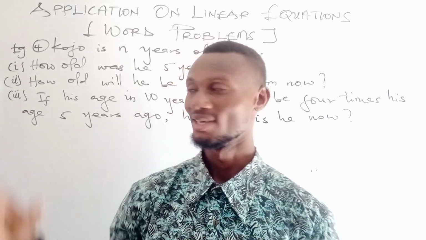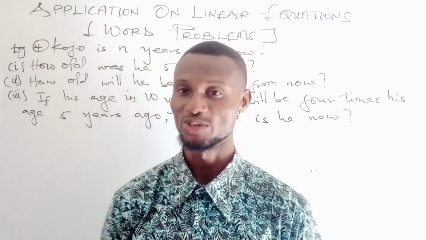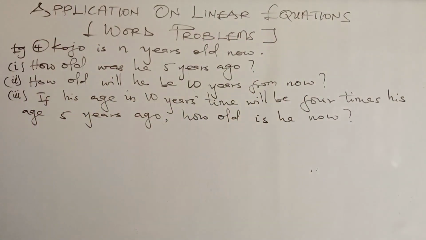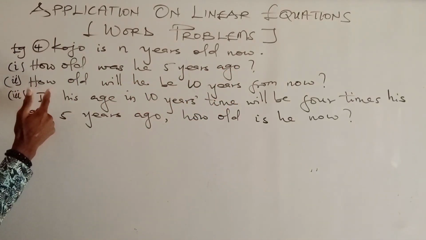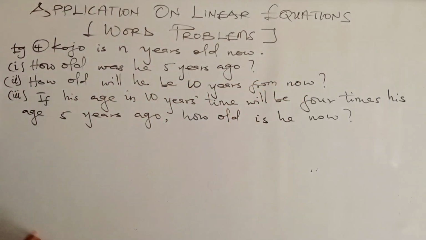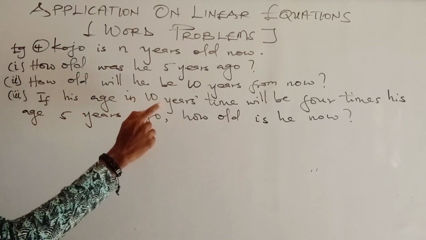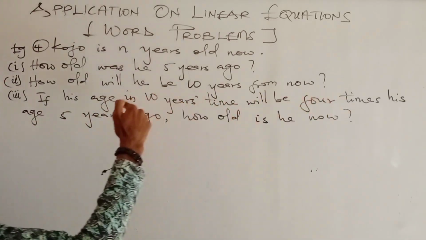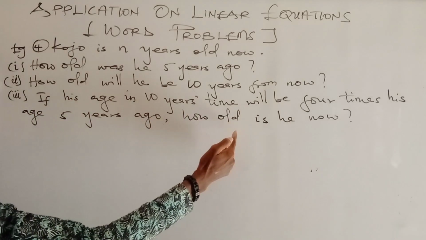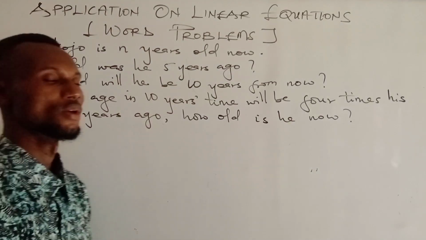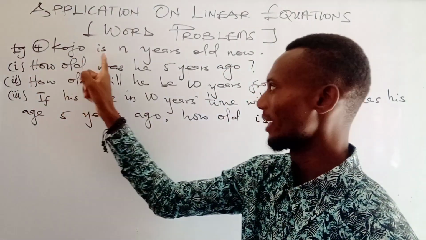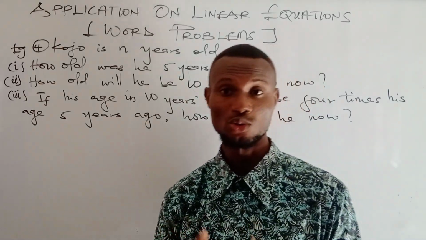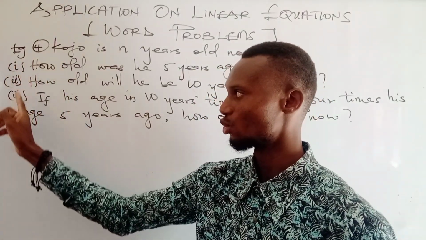Let's go ahead and handle the example 4 that I have on the board together. So let's read the question. Example 4 says that Kojo is n years old now. How old was he 5 years ago? How old would he be 10 years from now? If his age in 10 years time will be 4 times his age 5 years ago, how old is he now? So you are being asked to answer these following questions, given that Kojo is n years old now. We have to use that to answer the questions (i) to (iii).